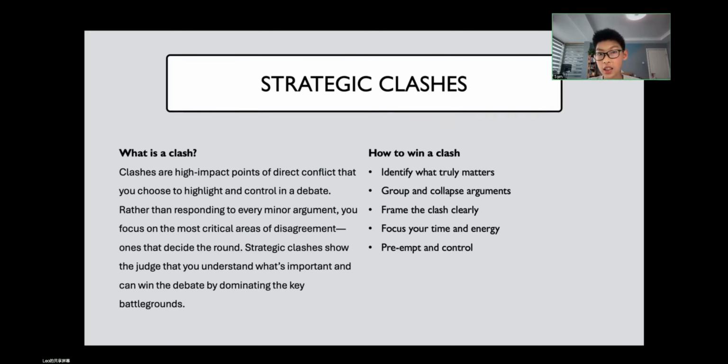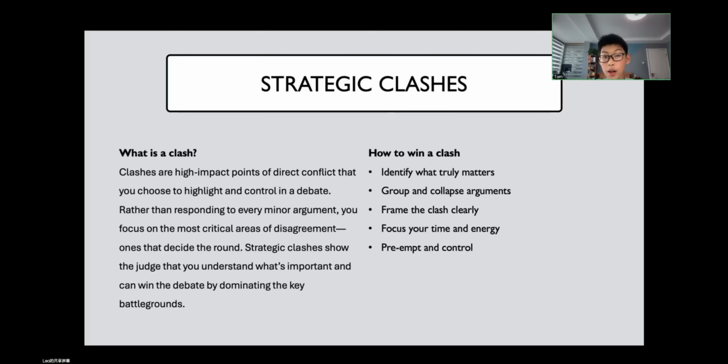First of all, you need to listen and identify what truly matters in the debate. Like for school uniforms, you think about what the main clashes are. Does school uniform improve grades? Does it make students happier, etc.? You need to group and collapse the arguments into one major clash. There might be lots of small clashes that are very similar, and you don't have time to respond to all of them. So you should group them together and respond to them all together.